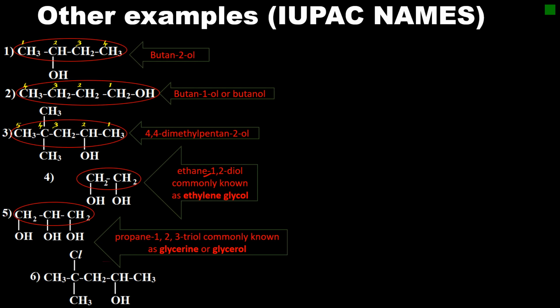Number 6, we choose the parent chain. After choosing the parent chain, we have 3 different substituents: chloro, methyl, and OH. If we have other substituents like chloro or methyl, OH takes priority over them, and when numbering the chain, we give the lowest position to OH and the others follow. So we number the chain from the right to the left. When we assemble the name, it will be 4-chloro-4-methylpentan-2-ol. We start with chloro because chloro comes before methyl in alphabetical order.